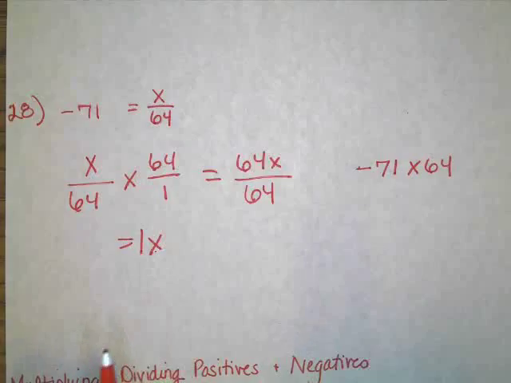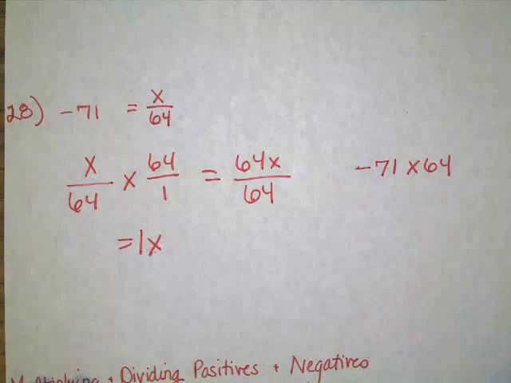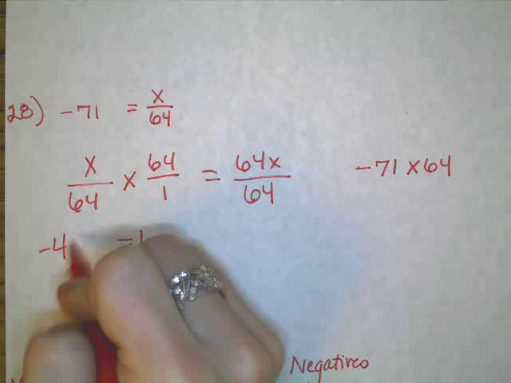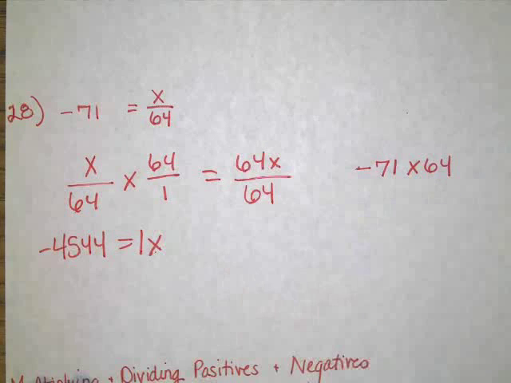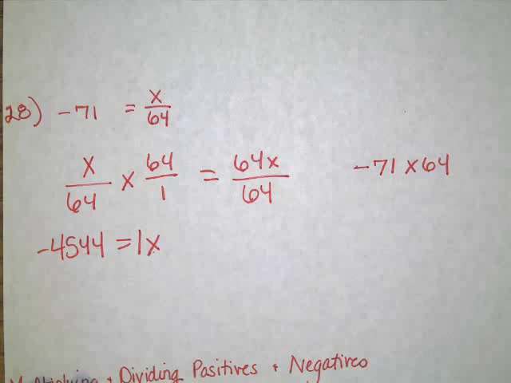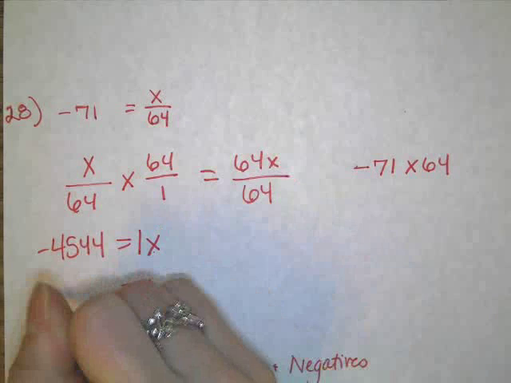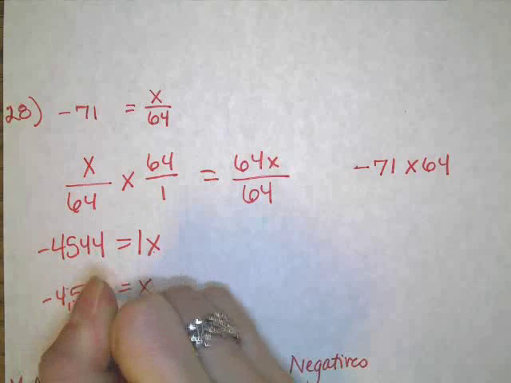Negative 71.1 times 64. That gave me negative 4,544. Alright? This is what Tanner says. So he's saying that x is equal to negative 4,544.